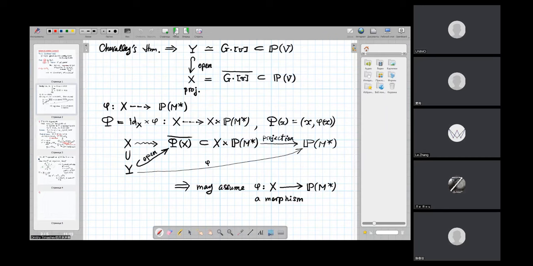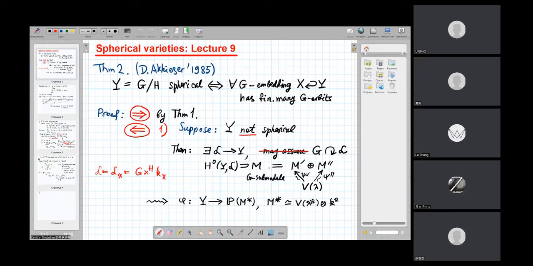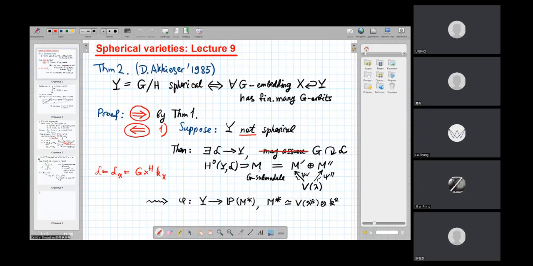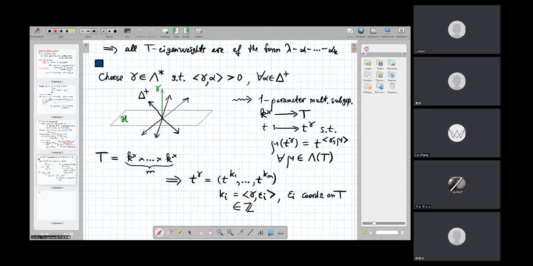And also recall that we have two copies of this V of lambda in the space of global sections of the line bundle over Y, which we also extended to the whole of X. Since we are now assuming that this phi is a morphism from the projective embedding X of Y to the projective space P of M star, this space M of global sections is actually a space of sections on X. So maybe I should better write it here.